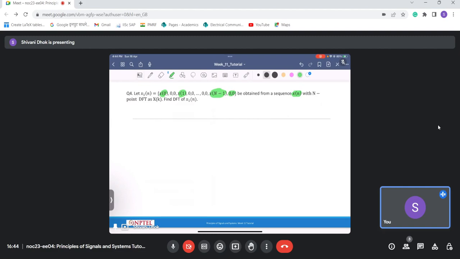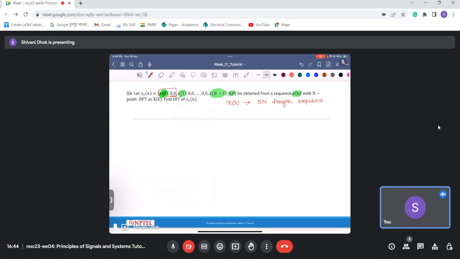So we are constructing another sequence which is of length 3n. So with every value of x of n, I have now two zeros additional. So for every value of x of n we have corresponding three values. So this x1 of n is now basically a 3n length sequence. I hope this point is clear.